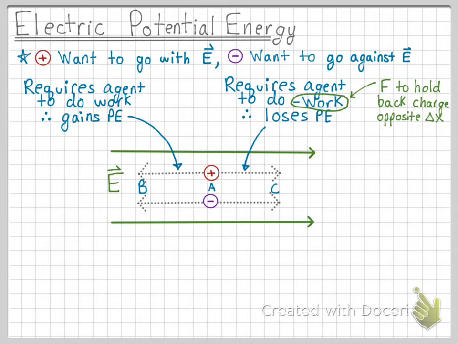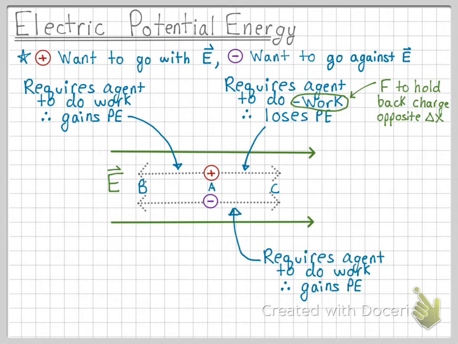You can also think of an agent as doing negative work on the charge. Since it has to hold back the charge to let it slowly travel in the direction it wants to go, the agent then places a resistive force in the opposite direction as the displacement. And we know that if force and displacement are in opposite directions, the work is going to be negative.